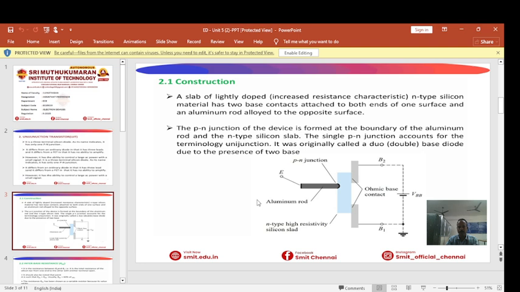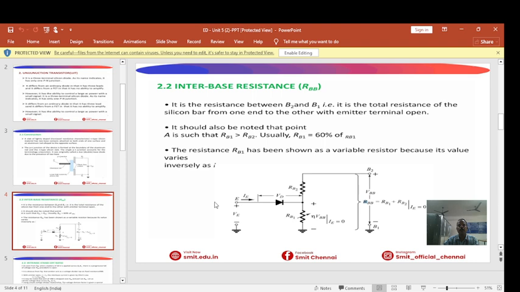If no voltage is applied to the emitter, the current flows only through the N-type bar. The bar behaves like a resistor between B1 and B2. This resistance is called the interbase resistance, that is RBB. The RBB is defined as RBB equals RB1 plus RB2, keeping IE equal to 0.